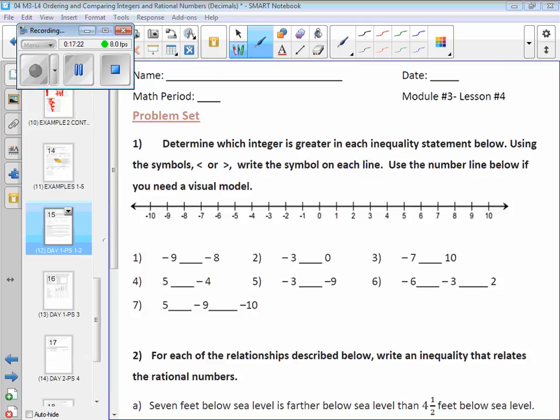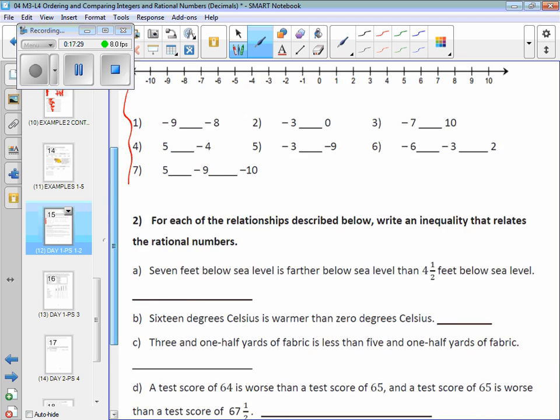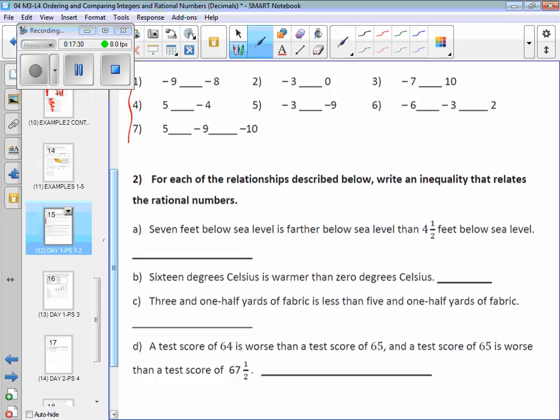Guys, go to page 12. I want to show you something on the bottom. You're going to be fine with this. You've already done it. But these questions for number 2, we haven't really done this in the regular lesson set. So 7 feet below sea level is farther below sea level than 4.5 feet below sea level. Well, first change them to integers or rational numbers. 7 feet below sea level is what number?